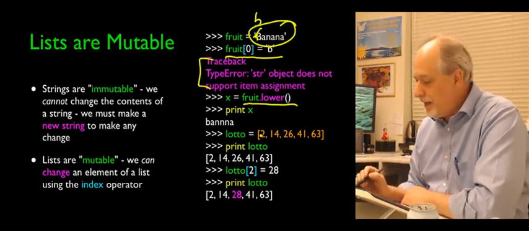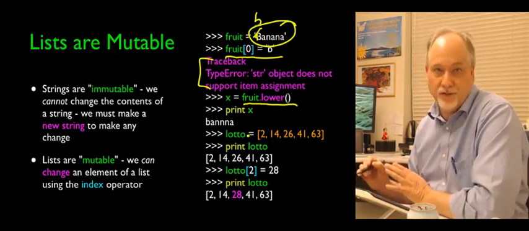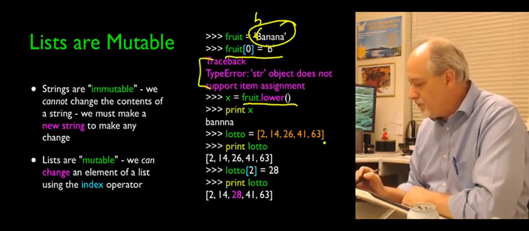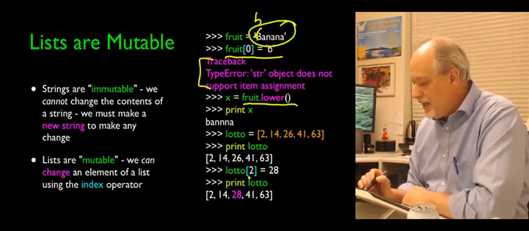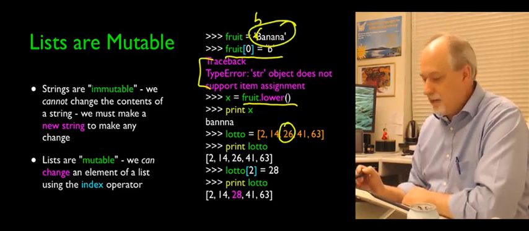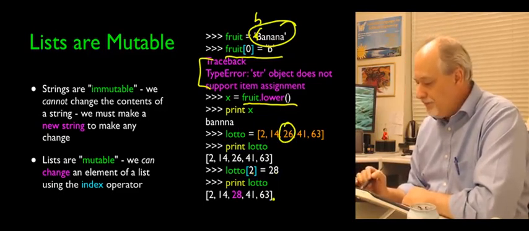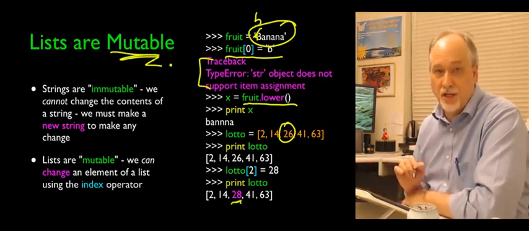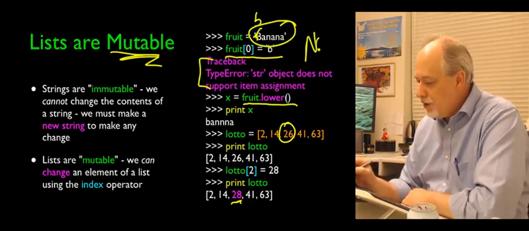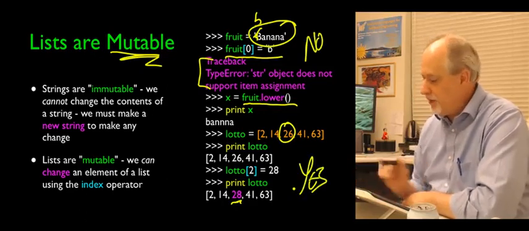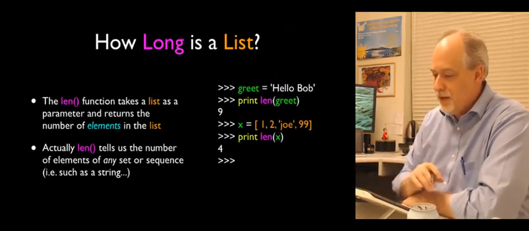Lists, on the other hand, can be changed, and we can change them in the middle. This is one of the things we like about them. So here we have a list 2, 14, 26, 41, and 63. Then we say lotto sub 2. Of course, that is going to be the third item. Lotto sub 2 is equal to 28. Then we print it, and we see the new number there. So all this is saying is that we can change them, right? Strings, no, and lists, yes. You can change lists, but you can't change strings.